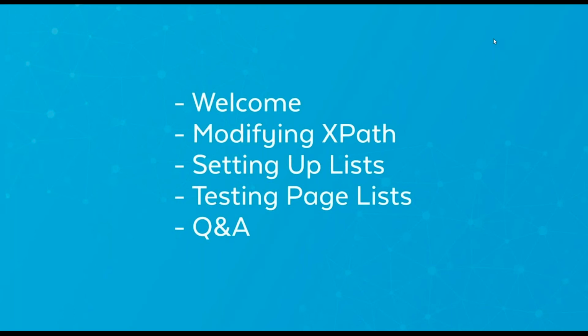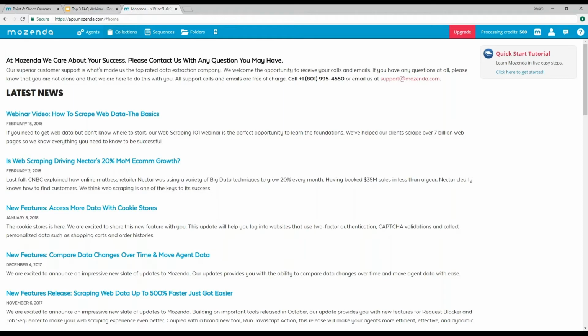We're going to be talking about some of the most common questions we hear, or the solutions to a lot of the common questions people ask us about in our support department. So the 3 things we're going to touch on today, just the basics of each of them, are how to modify XPaths and what they are, setting up lists, in particular data lists, and testing page lists. All 3 of these are very useful tools to being successful in using Mozenda. So we're going to go ahead and get started right away.